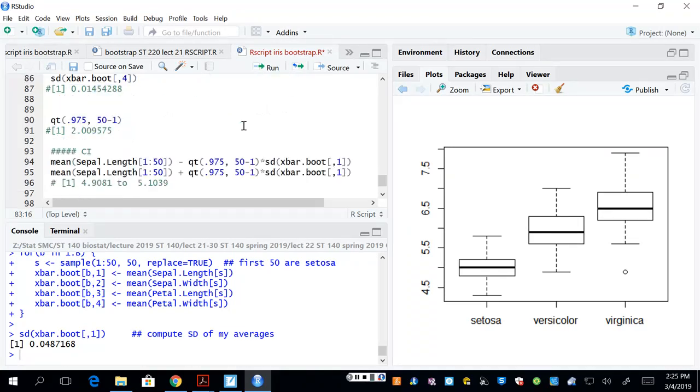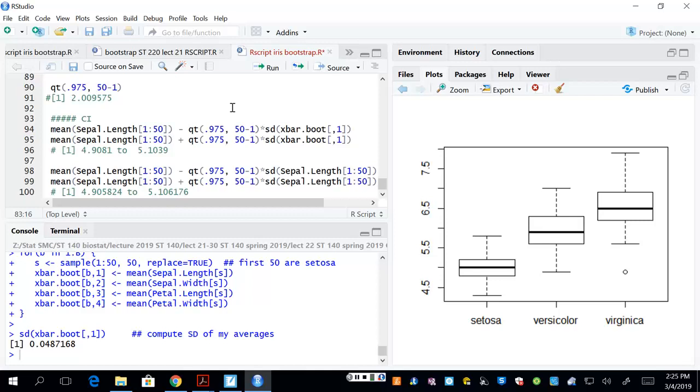So you could do a confidence interval, right? You could take the average minus the t-value times the standard error, and you get this as a confidence interval.